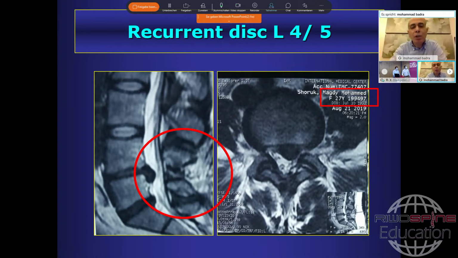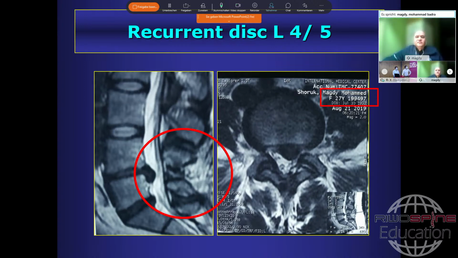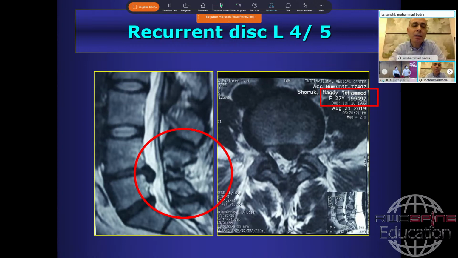No, for this patient, I prefer to do it transforaminal, as I said. If this patient has been previously operated, I prefer to do it through a transforaminal approach. It's not so much a down-migrating disc. So I mean, you can remove it using the transforaminal approach.